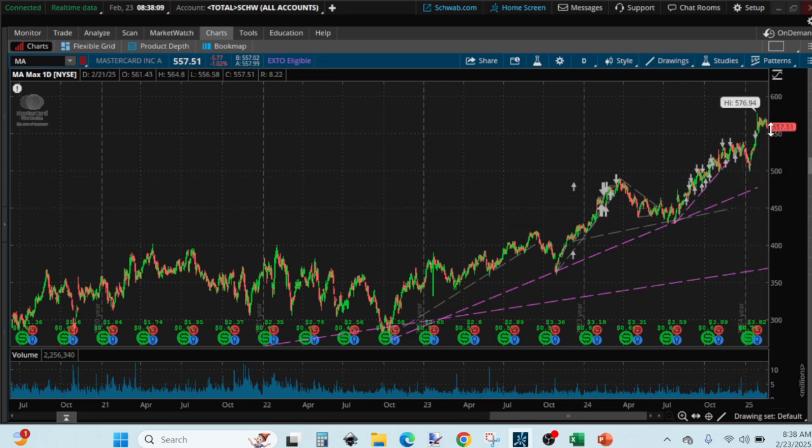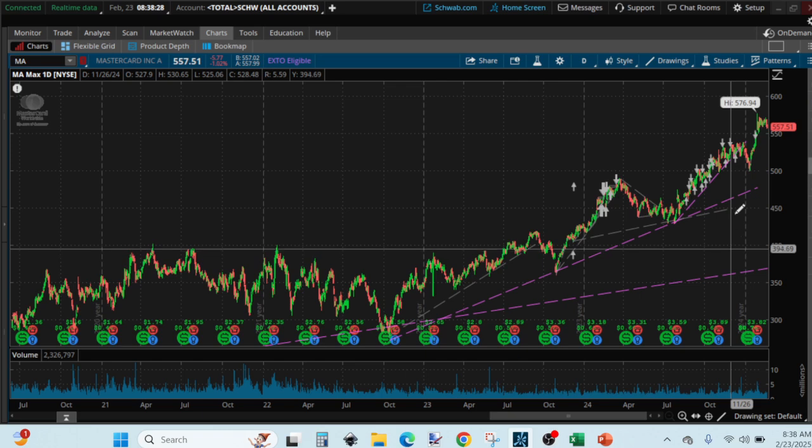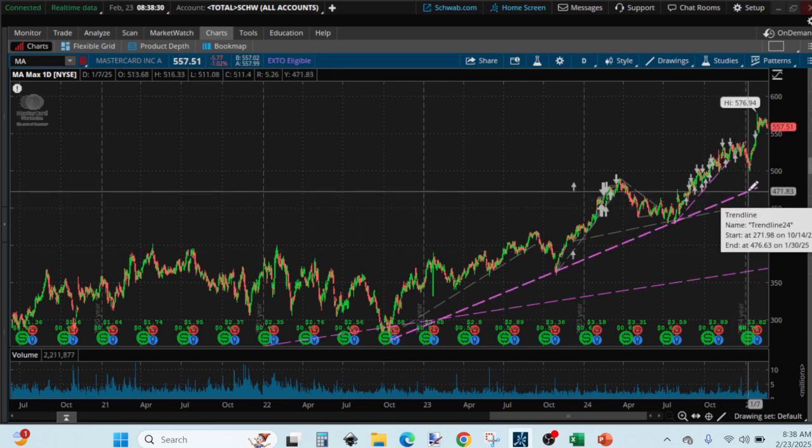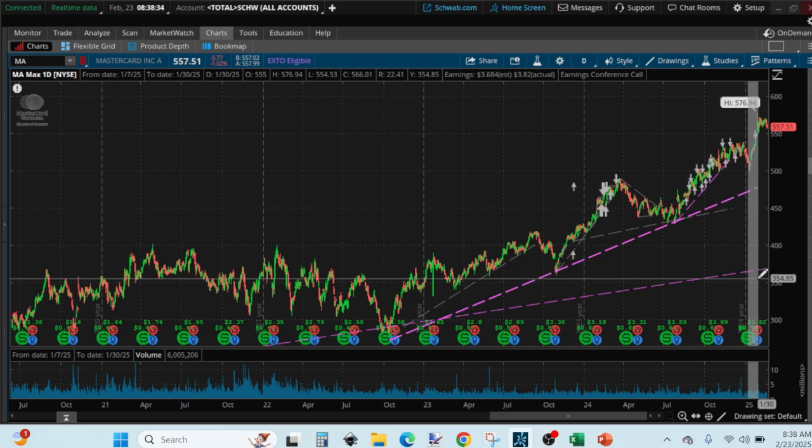So MA on Friday, the price went down. That's why that price is highlighted in red. A red bar just means the price in the evening at the closing was lower than the price in the morning. And the green bar means the price at the closing is higher than the price in the morning for that particular stock.